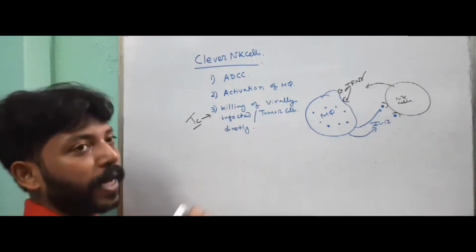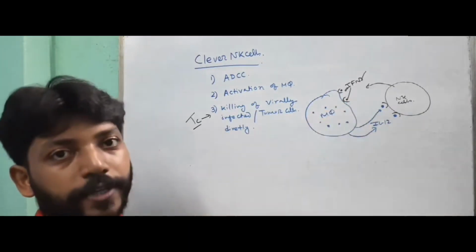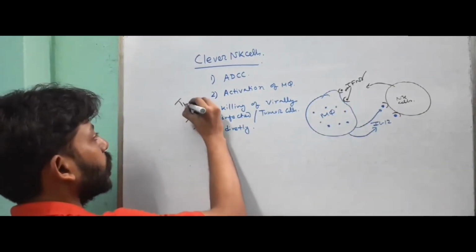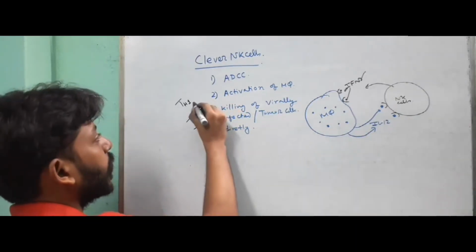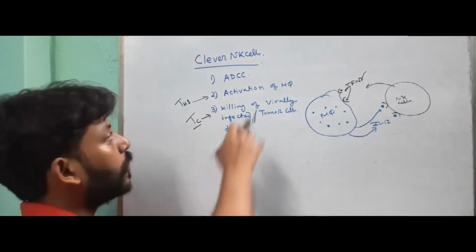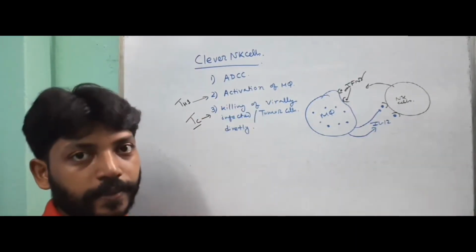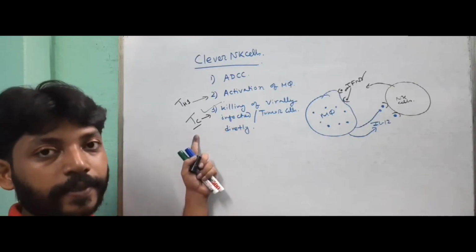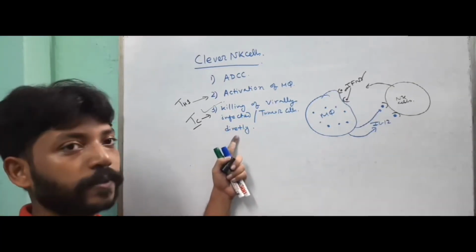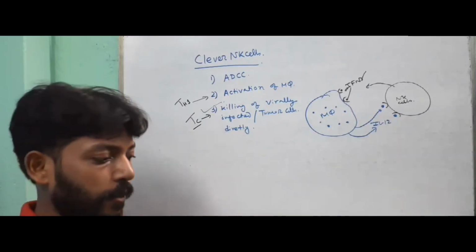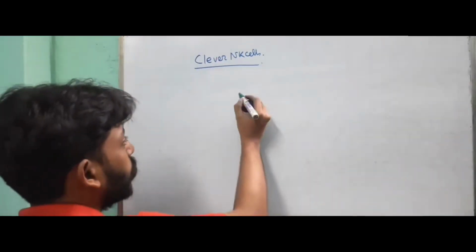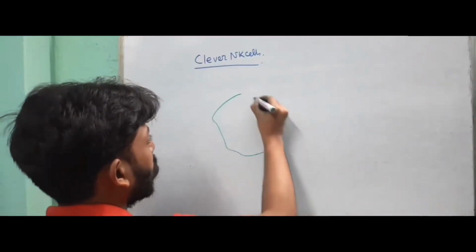And the activation of macrophage, like the secretion of IFN-gamma, TH1, a subset of TH cells, can also secrete IFN-gamma and can activate. Only the ADCC is performed by NK cells. Although the TC cells, cytotoxic T cells, perform this function, NK cells perform the same function in a very clever way.